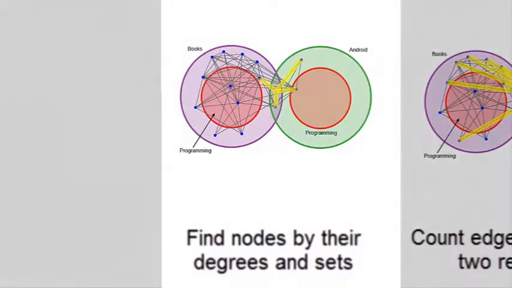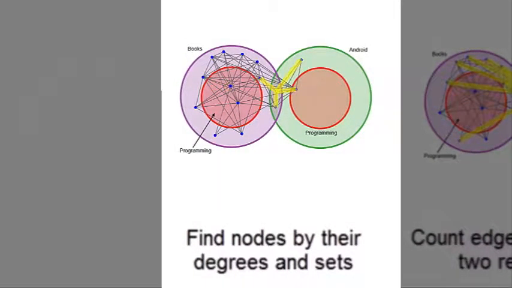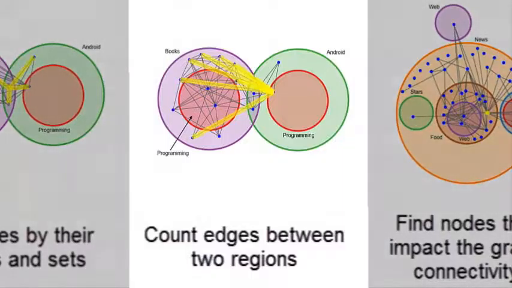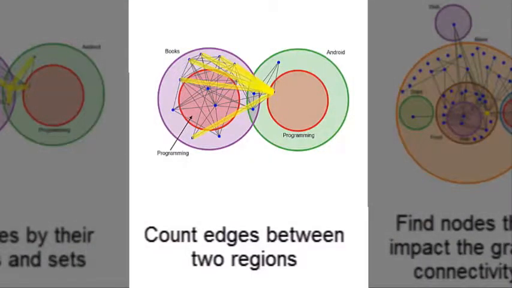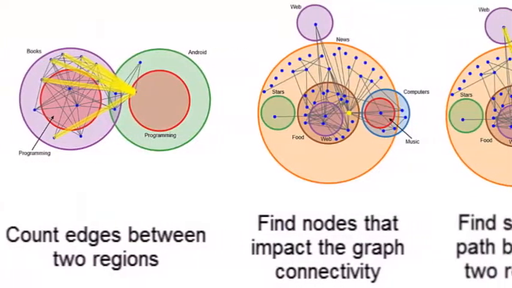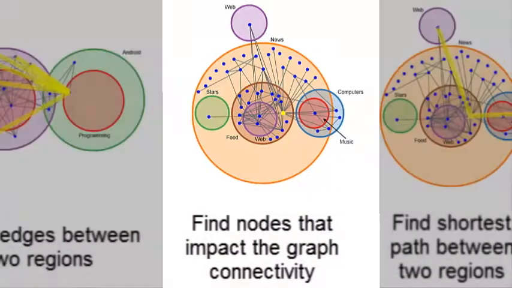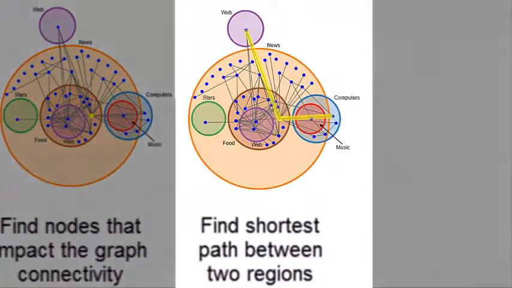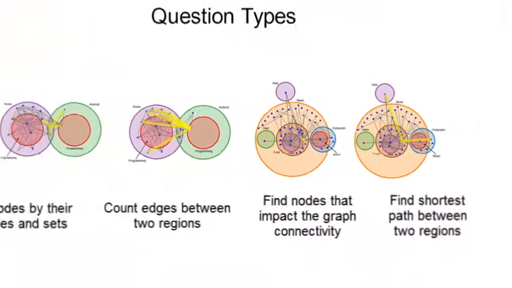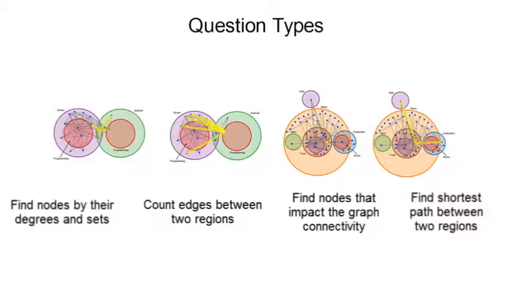The first type of question requires finding nodes that have a specific degree in the graph as well as specific set memberships. The second type requires counting the number of edges between two set regions. The third type requires finding nodes that impact the graph connectivity. The fourth type requires finding the shortest path between two regions. To answer correctly, each of these question types needs information both about the graph and the sets.